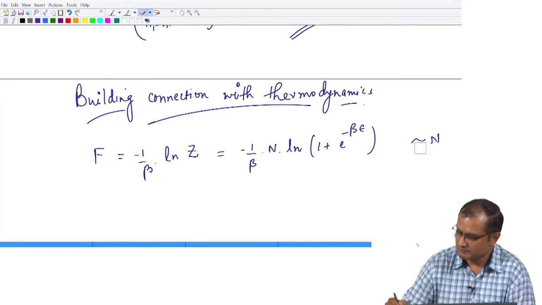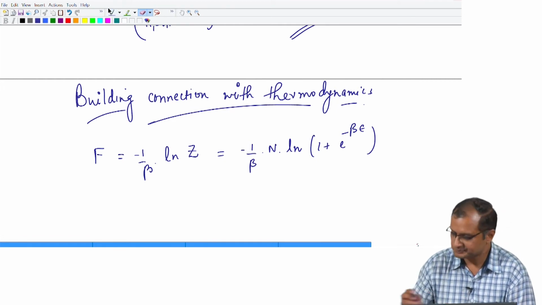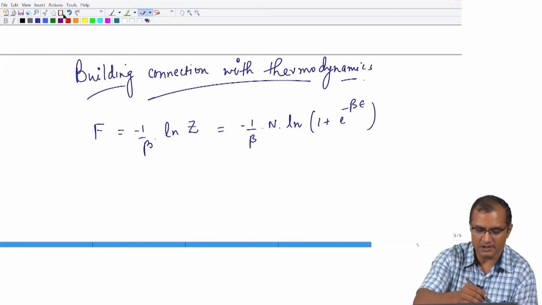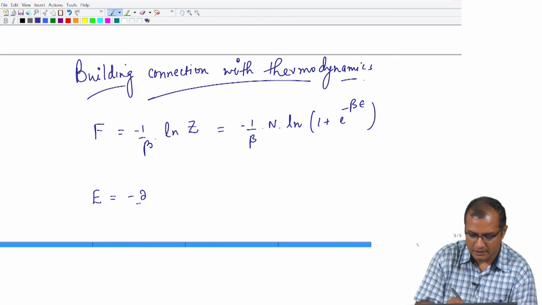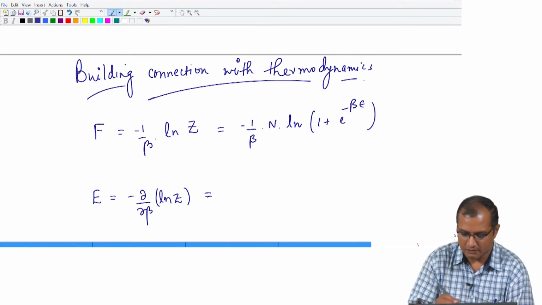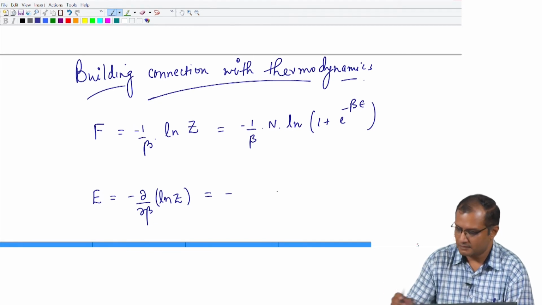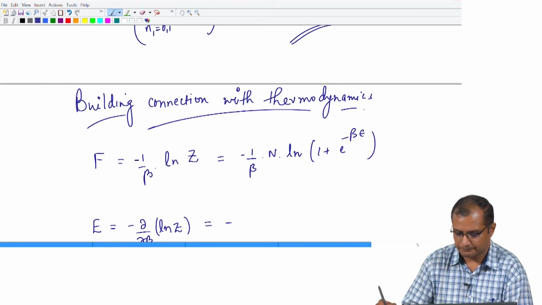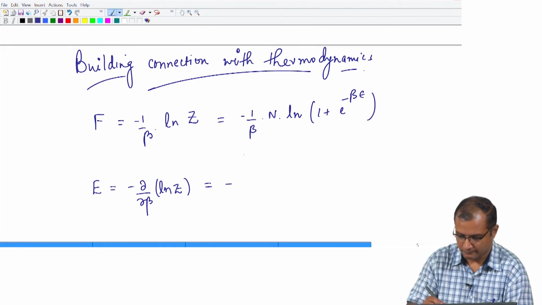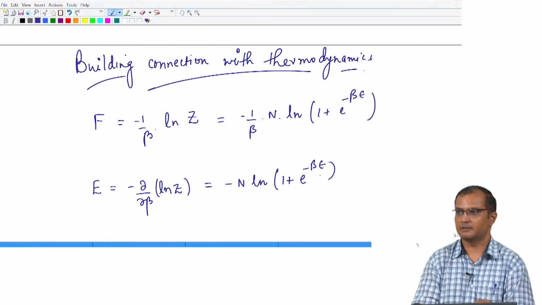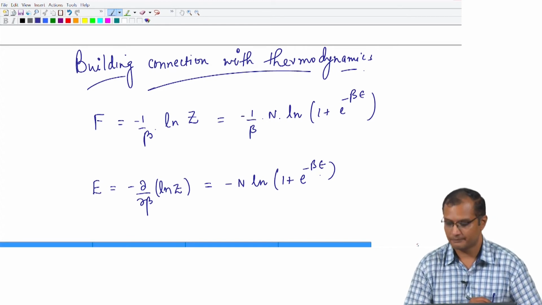Now I can compute the total energy of the system. The total energy is very straightforwardly computed, it is minus d by d beta of ln Z. Okay. So, you can write down this as minus d by d beta of n ln 1 plus e raised to minus beta epsilon, fine. That is your internal energy.